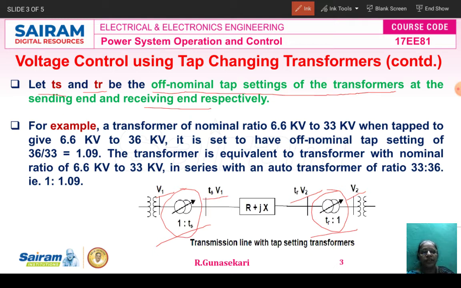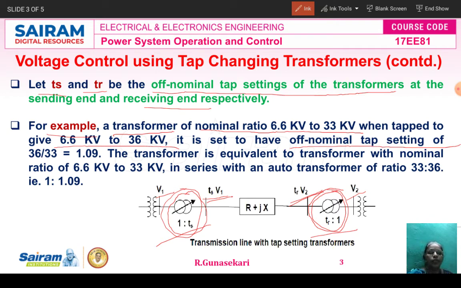After the tap setting, what is the actual voltage here? That is, before the tap setting, what is the receiving end voltage? Now I explain with one example. One transformer has a transformer ratio of 6 kV to 33 kV, but the tapping is 6.6 kV to 36 kV. Now we can set the off-nominal tap setting.